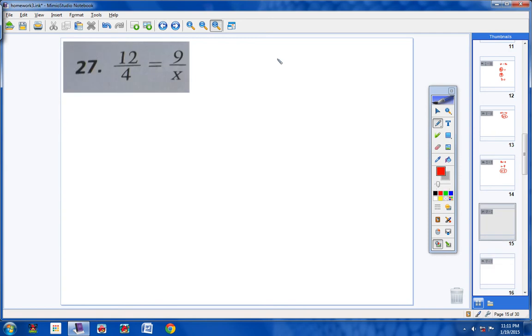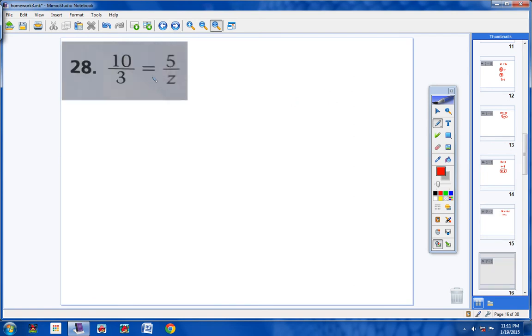Alright, 4 times 9 is 36. 12 times x is 12x. Set them equal. Now divide both sides by 12, and 3 equals x. Pretty simple.